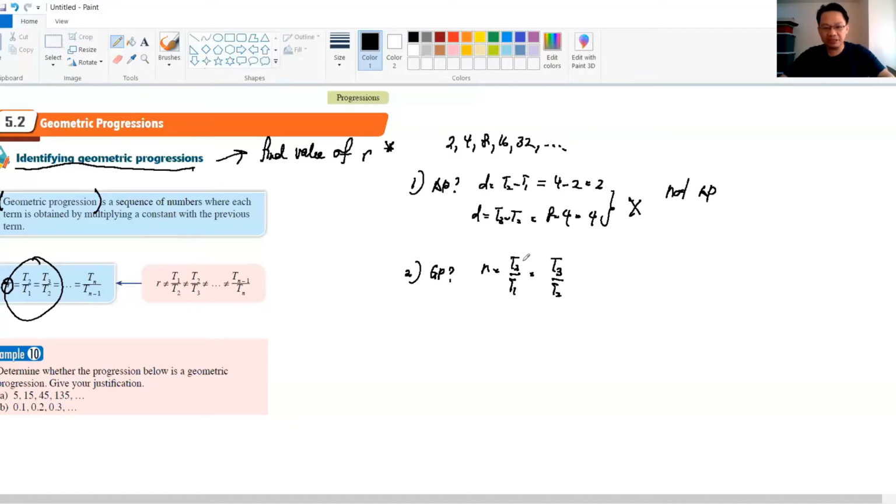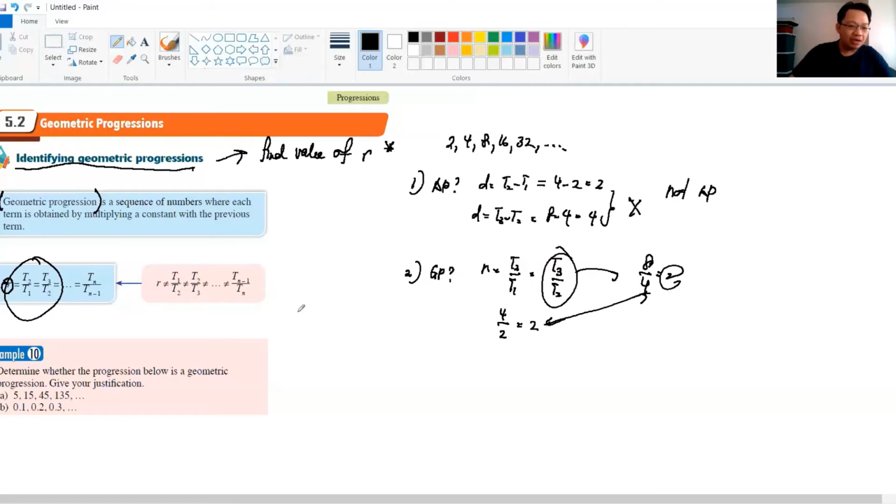So we substitute your second term. Your second term here is 4. 4 over 2 is equal to 2. And for this one, 8 over 4 also equals 2. Now you see, the value is the same. The value is equivalent to 2. So that means this sequence is a GP, a geometric progression. All right, I hope you guys get the idea.